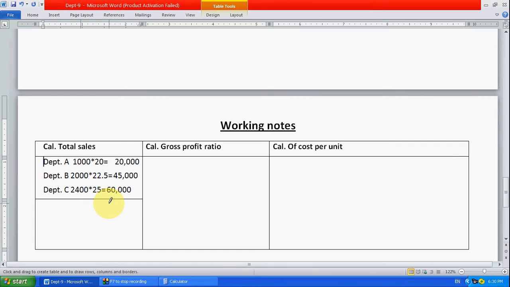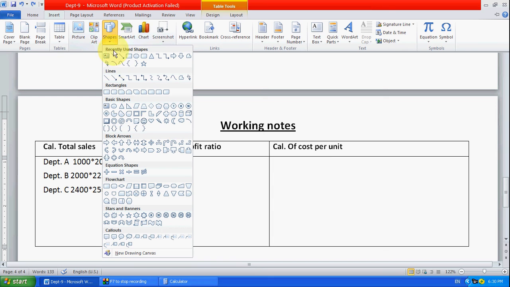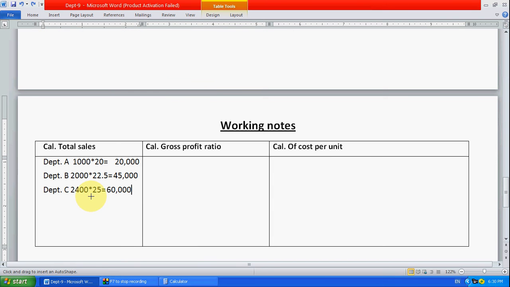All right, or we can see here. Calculate the total.